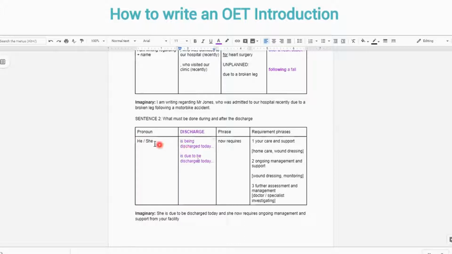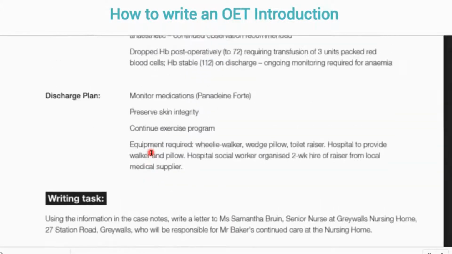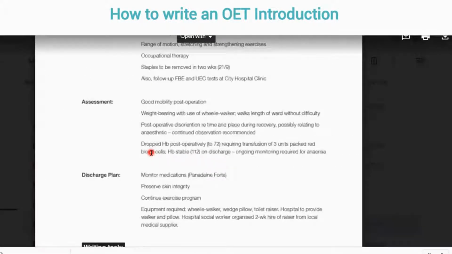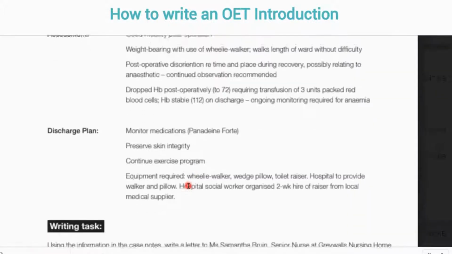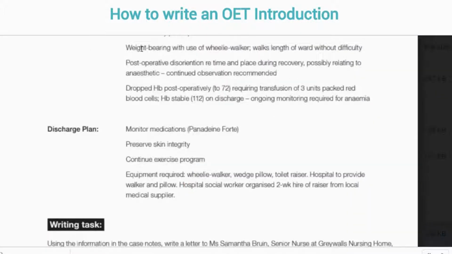She is being discharged today and now requires your further care and support. Okay. Is it a he or a she? Mr. So he. Sorry. Okay. And do we know it's today, guys? Let's just double check that. It could be today. But we need to be careful with this, don't we? So for the purposes of this video, just don't say today. Here's an interesting little fact for everyone. When you go into the OET exam itself, the date of the letter will always be today. So in the exam itself, the date will always be today.